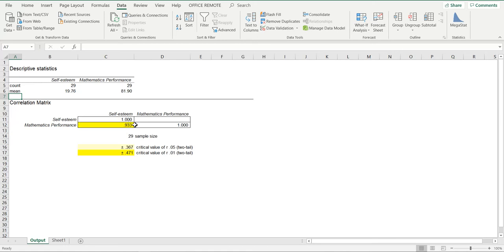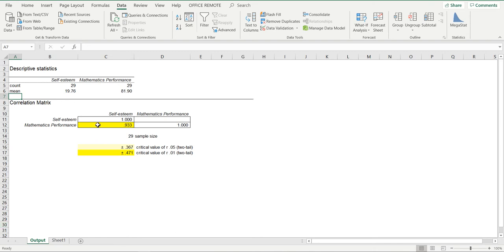Now, as we can observe, this cell is colored yellow. If the cell in the correlation matrix has a color similar to or the same as this one, the yellow color, that means the coefficient is significant at alpha equals 0.01.